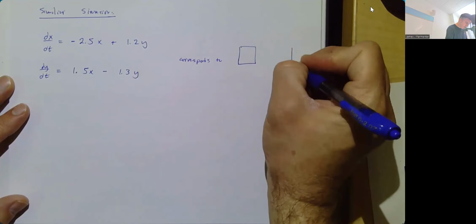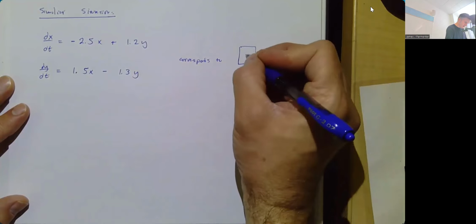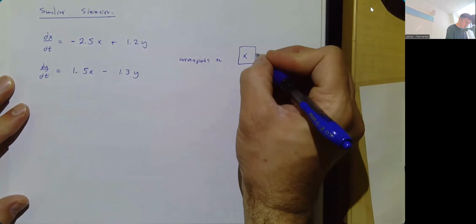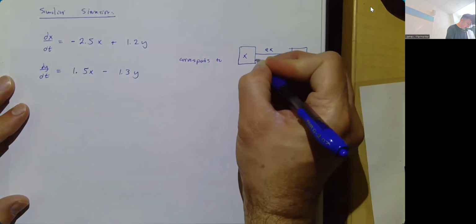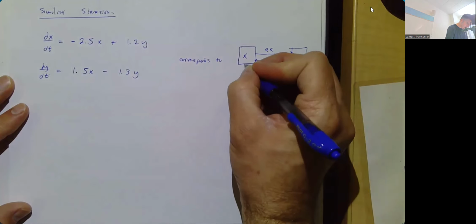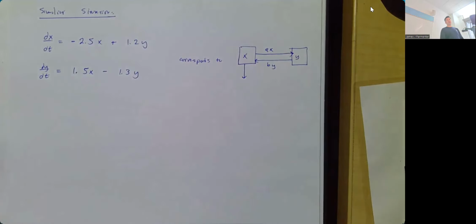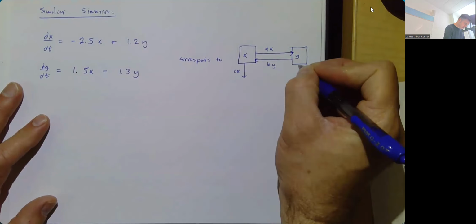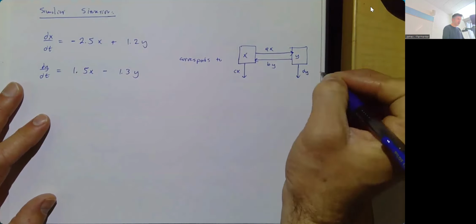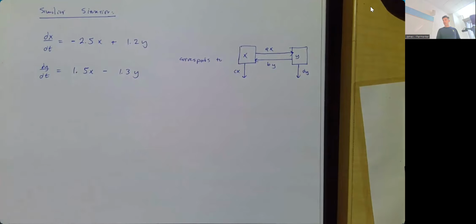And definitely that labeling that we did previously is pretty typical. That's X and that's Y. Whatever is going out of X and into Y is A times X. Whatever is going from Y to X is B times Y. Whatever is just going out of X is C times X. Whatever is going just out of Y is D times Y. It's a pretty standard situation.